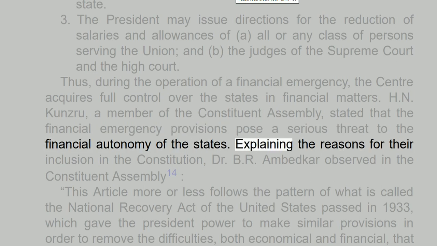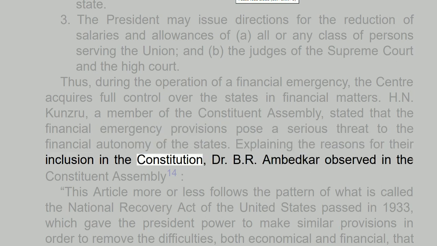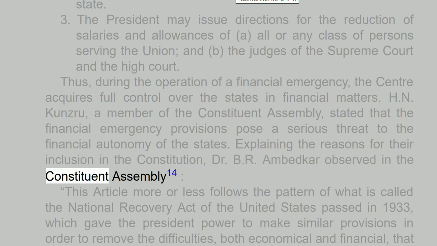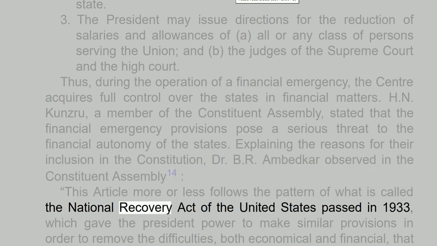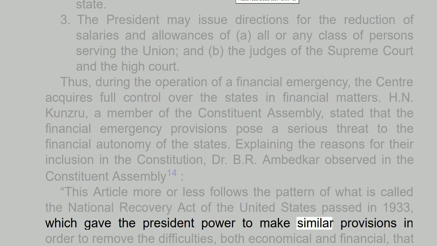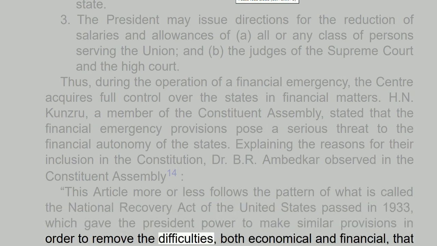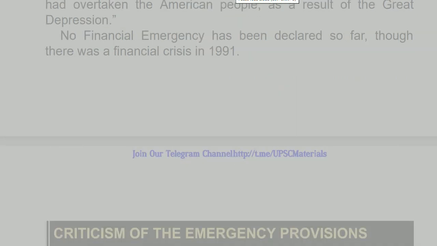Explaining the reasons for their inclusion in the Constitution, Dr. B.R. Ambedkar observed in the Constituent Assembly, 14. This article more or less follows the pattern of what is called the National Recovery Act of the United States passed in 1933, which gave the President power to make similar provisions in order to remove the difficulties, both economical and financial, that had overtaken the American people as a result of the Great Depression. No financial emergency has been declared so far, though there was a financial crisis in 1991.